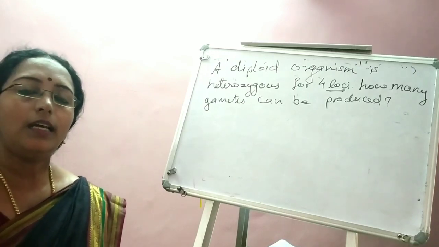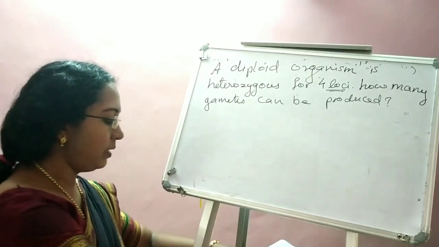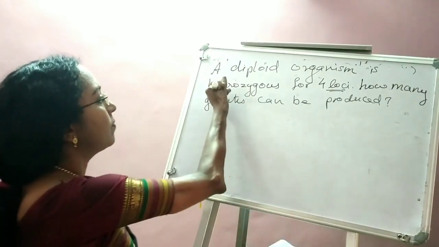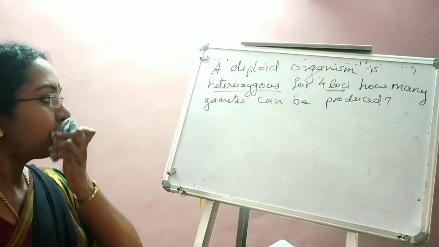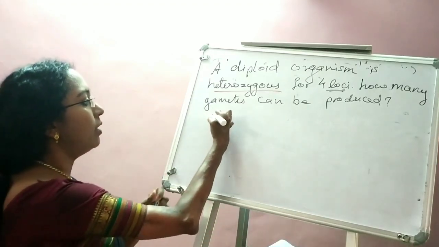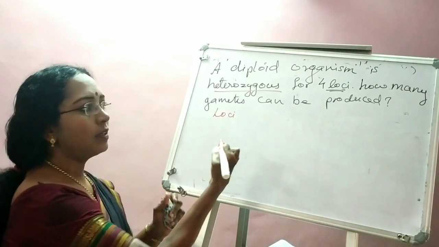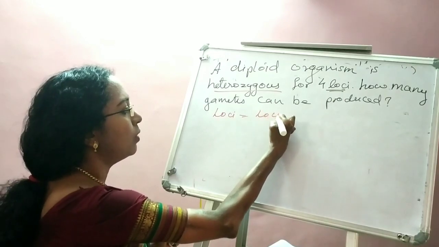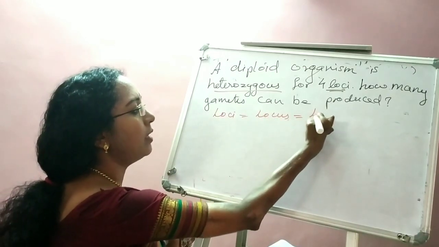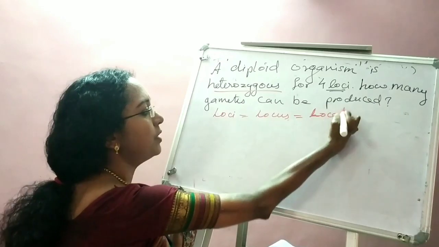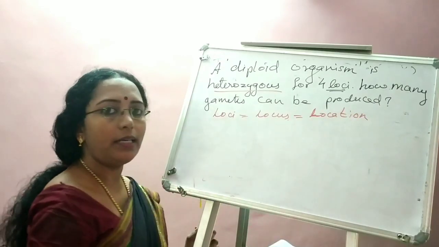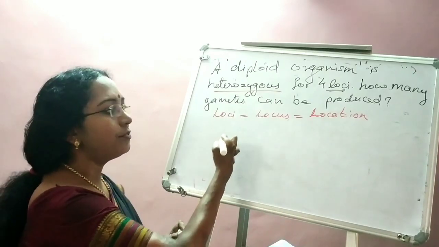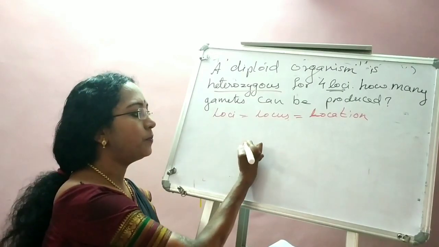So the question is, an organism is heterozygous. Heterozygous means the alleles are different. Alleles are different for 4 loci. The word loci is the plural form of the word locus. Locus you can understand like the word location. Location here means location of the alleles on the chromosome.